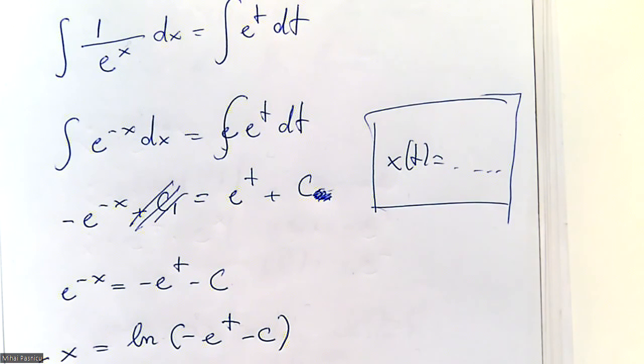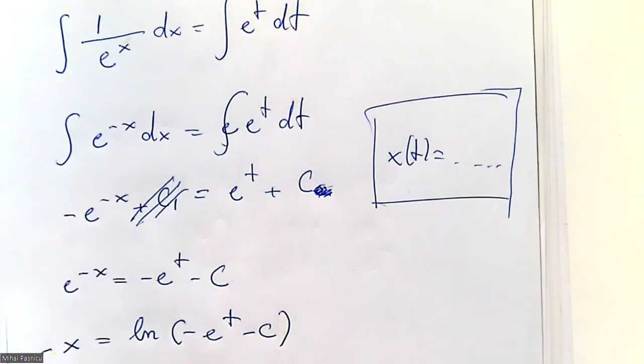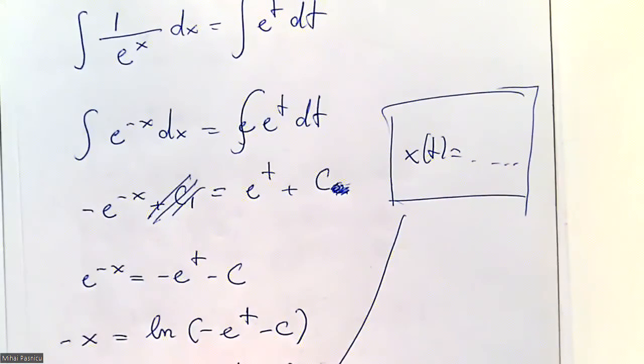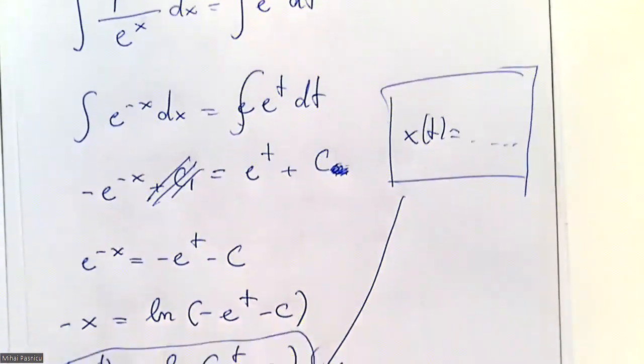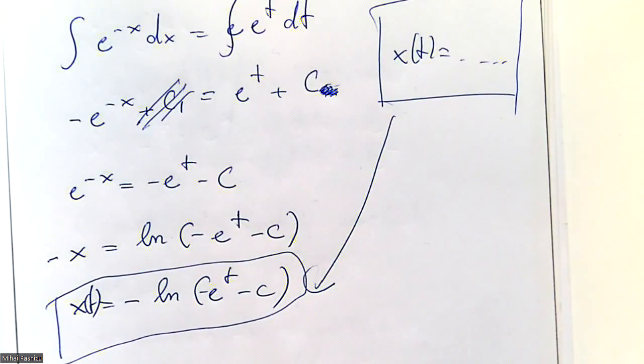Because they're asking the solution for x. They're not asking the solution for e to the minus x or something like that. They're asking solution for x. So your solution needs to be clear that this is the solution. Okay? Fair? Good.